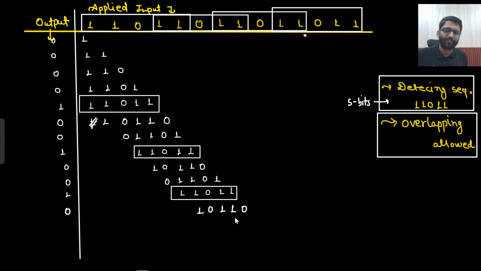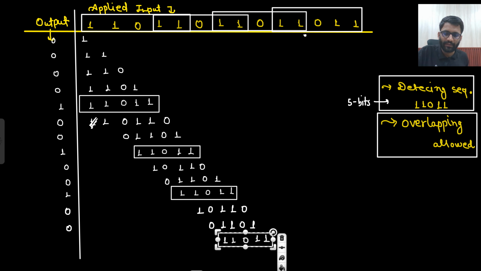So again 0. Then in the next cycle this will be cleared. So 0 1 1 0 1 will come. So again 0. In the next cycle 1 1 0, this 0 will be cleared and 1 1 will come. So this is again detected. So this is also 1. So what is your output? 0 0 0 1 0 0 1 0 0 1 0 0 1. So 4 times you will be getting 1.